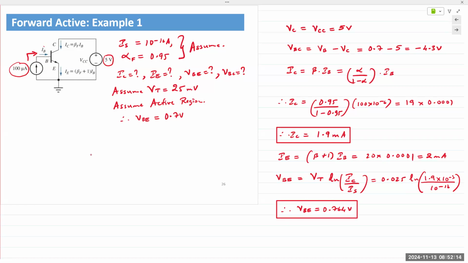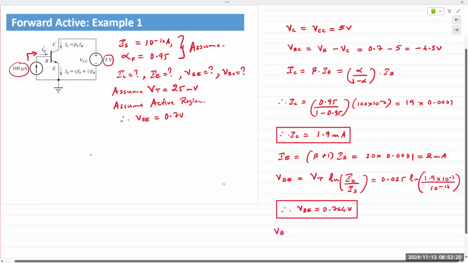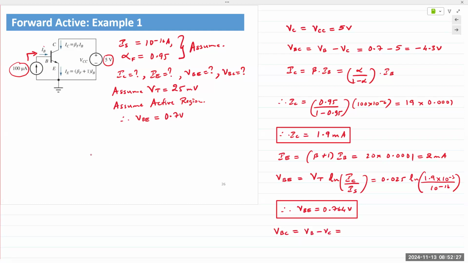And one final value remains, which is VBC. The calculated value for VBC would be VB minus VC. VB is just VBE. So 0.764 minus 5 is minus 4.24 volts, which again is not too far from 4.3.